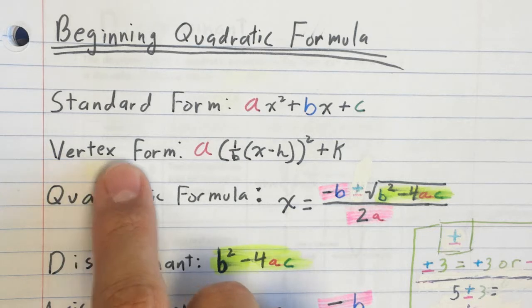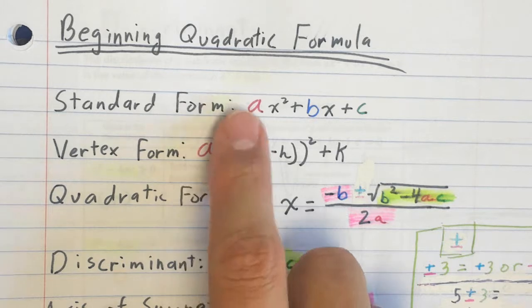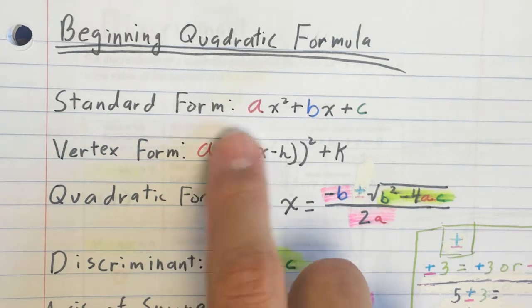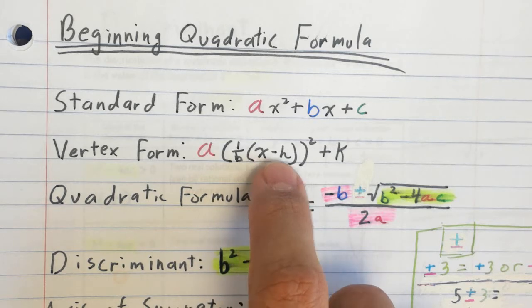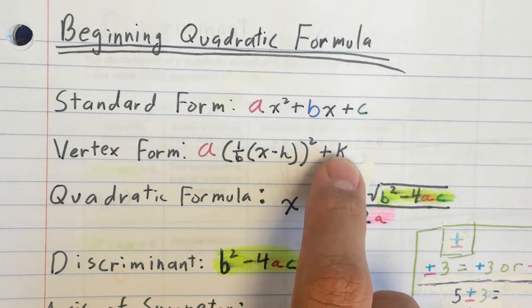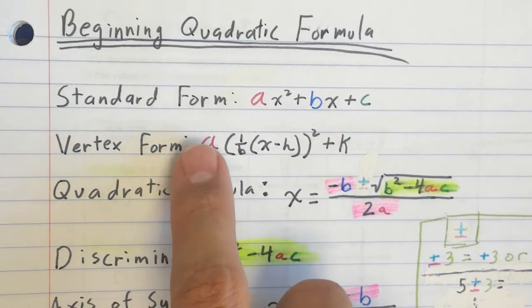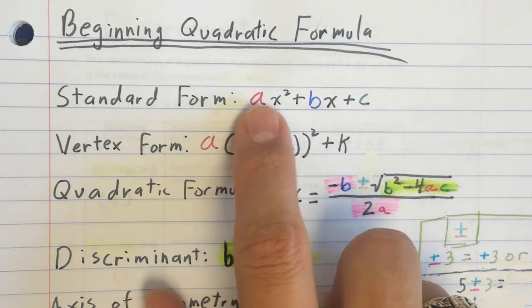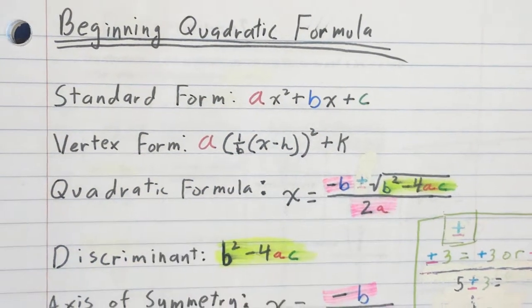Then let's look at vertex form. Vertex form actually shares that A, then we have the B coefficient here, the x minus h was the x value for the vertex, and then the plus k at the end was my y value for my vertex. There's that A. What's going to be very important later is to do quadratic formula, we have to have standard form.